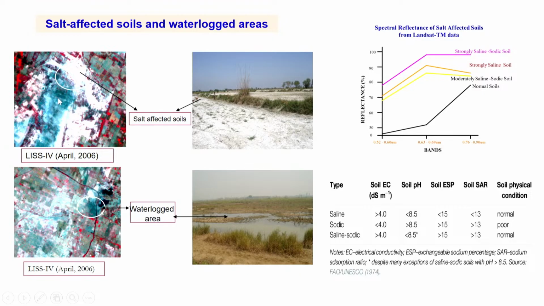So I can easily map this, but I need to take the satellite data of the proper time, when the salts are in maximum amount on the surface. So generally in April-May, all the salts from the soils come to the surface. And at that time, the reflectance of the soils will be entirely different from the normal soils. So I can easily map normal soils and salt affected soils.